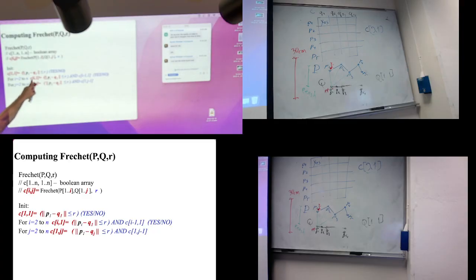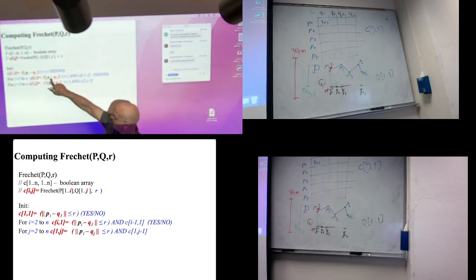Remember, I'm trying to fill out what is C of I, 1. I, 1 meaning dog stuck at Q1. The man is moving along the other vertex. So how can I write it efficiently? Is the distance from Q1 to Pi. If you didn't understand it by now, when I write Pi minus Qj, Pi and Qj are points, and Pi minus Qj is a vector. When you put the bars over here, it says that's the length of the vector, that's the distance, Euclidean distance. So is the distance between Q1 and Pi less than R.